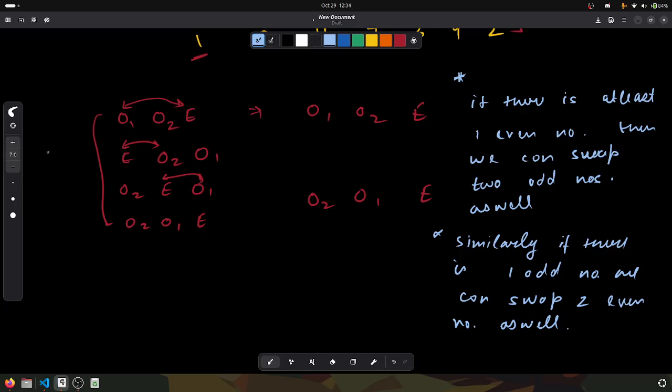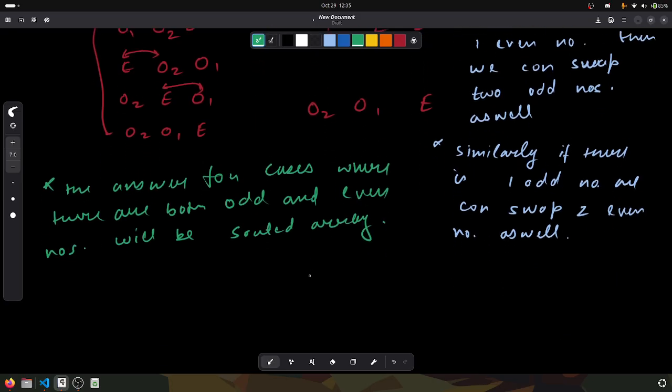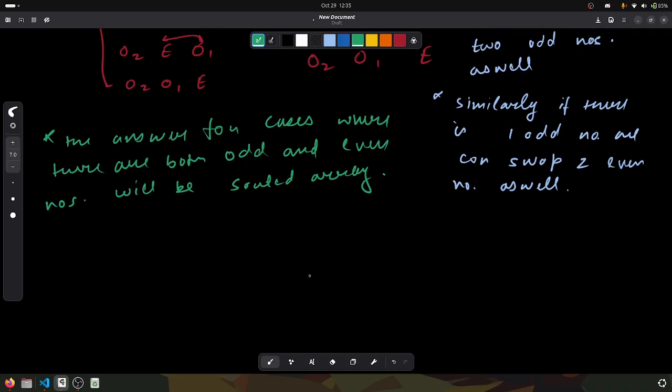So basically, since we can rearrange the array in any way we want, the answer for cases where there are both odd and even numbers will be the sorted array. So basically we will just sort, because the sorted array is the lexicographically lowest array possible. So we can just sort, and that would be the answer.